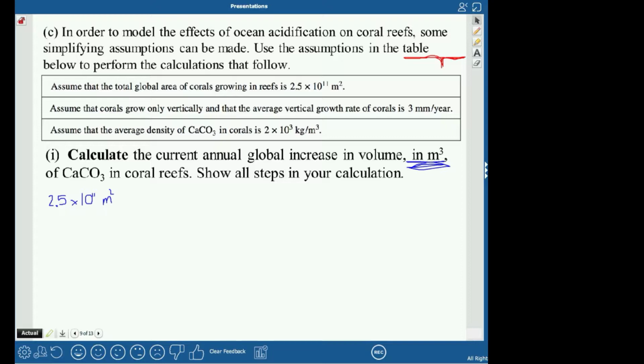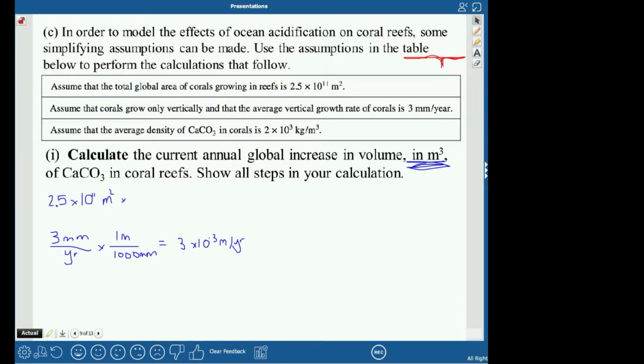So we know we need to do something to get meters, right? So what I'm going to do is I've got that, and then we have 3 millimeters a year. They suggest that you do it all at once, but I don't like to do that. I'm going to convert my millimeters to meters, and then I'll put that in my equation up there. So I have 1,000 millimeters in 1 meter. So then we'll have 3 times 10 to the negative 3 meters a year. Okay, and now I can take this and put it up here, right?